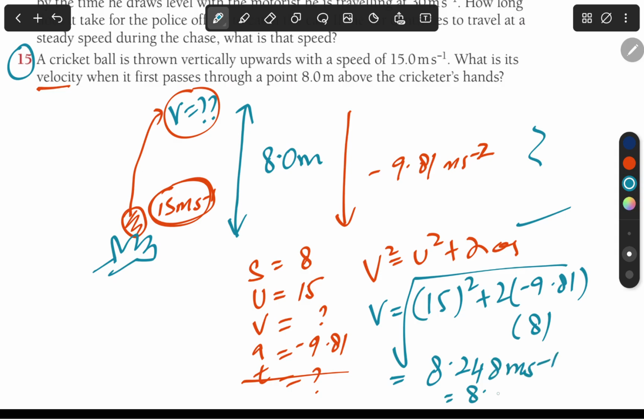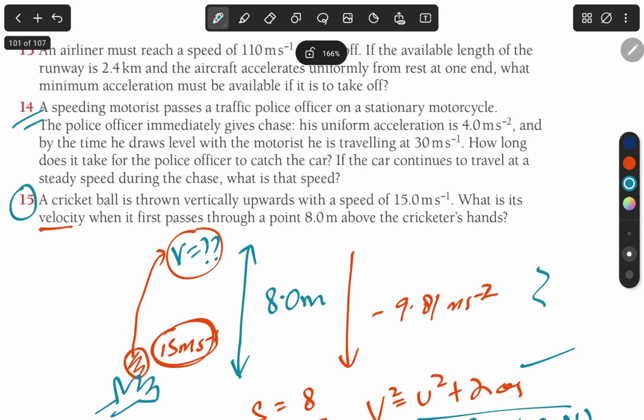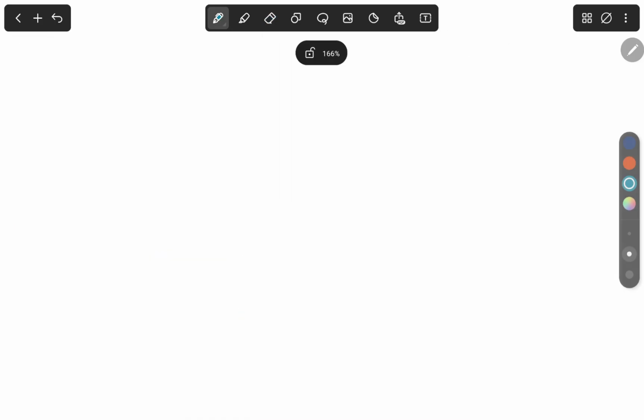Round that to 8.25 meters per second. That's the final answer to that. Now please do try question 14, and now let's move on to past paper questions.